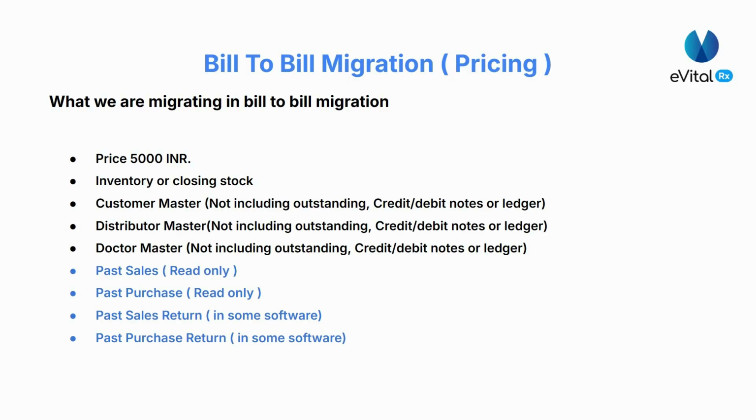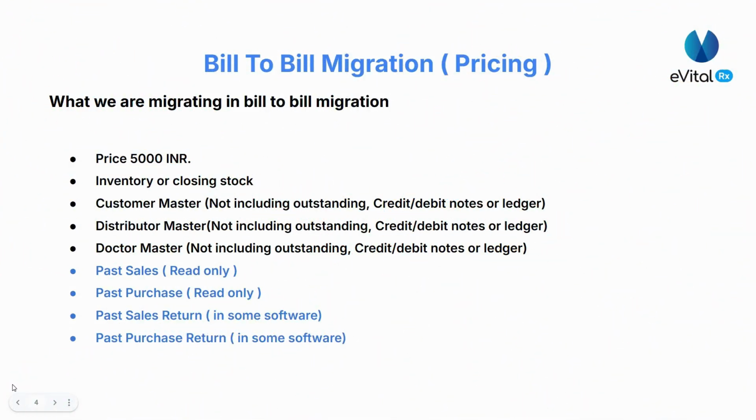The main purpose of bill to bill migration is to check which medicine was sold to which customer and which medicine was bought from which distributor. So please don't refer to this bill to bill migration for your margin report, because there might be a mismatch in the margin calculation between your old software and eVital software.